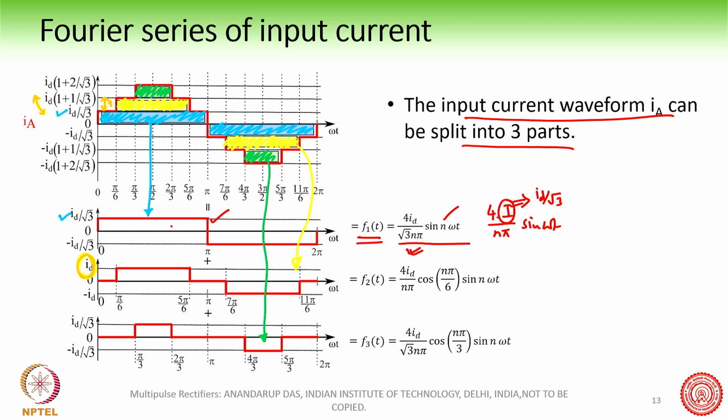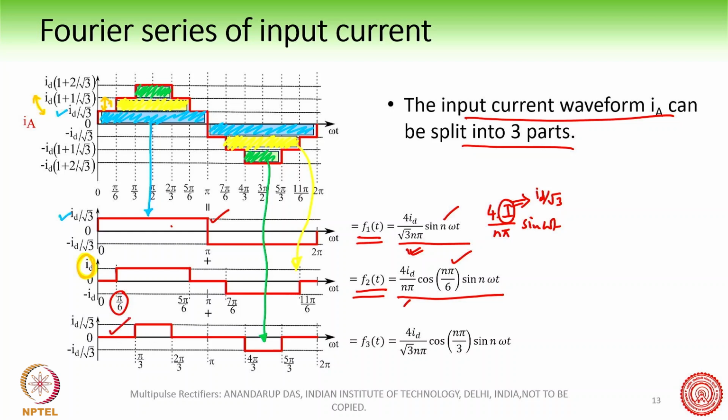Now what about the second waveform? What are the magnitudes of the harmonics? The second waveform, again, because of the odd symmetry and all, will also have only the odd harmonics, right? 1, 3, 5, all these things. And so this expression will be 4Id by n pi and cos n pi by 6 and sine n omega t. So this is the expression for this one. Here cos n pi by 6 is coming because the discontinuity occurs at pi by 6.